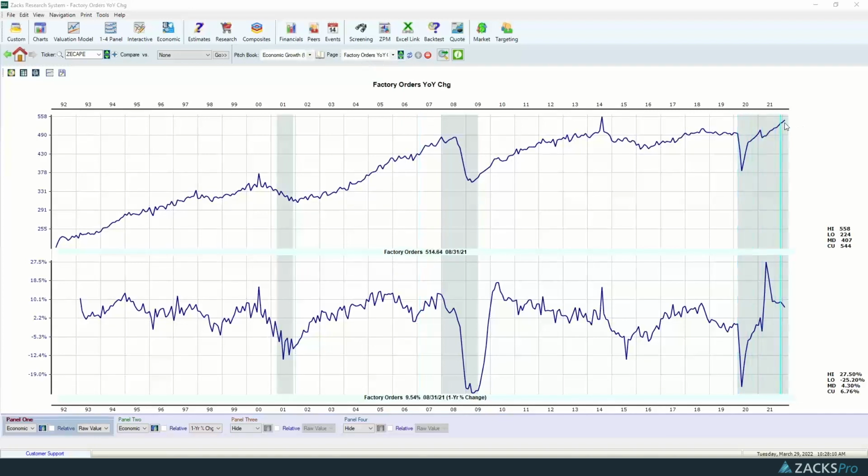And you can see here that factory orders are very, very strong. You can see that it has basically recovered the entire COVID dip, and we're basically back to long-term trend growth. If we were to draw a trend line here, you can see that the current reading is essentially back to where we have always trended for this entire decade. So that's very, very good to see.